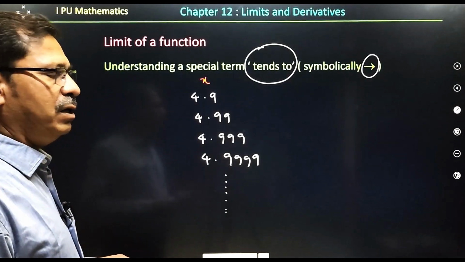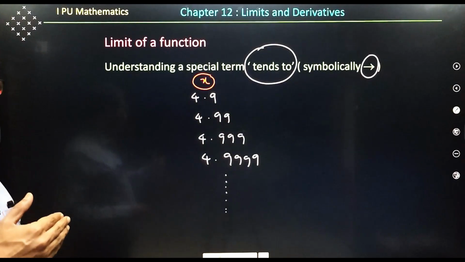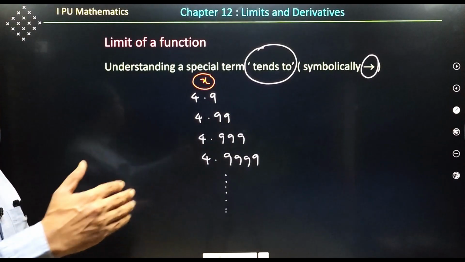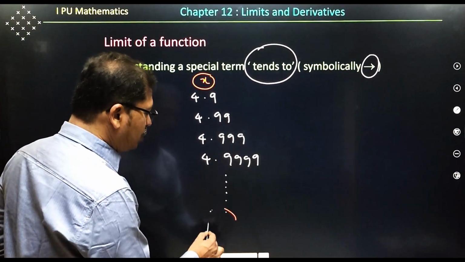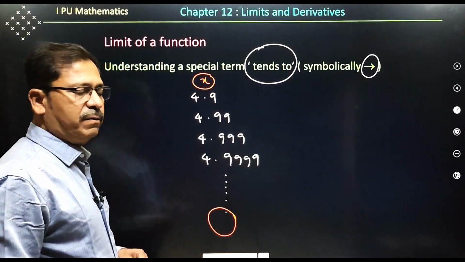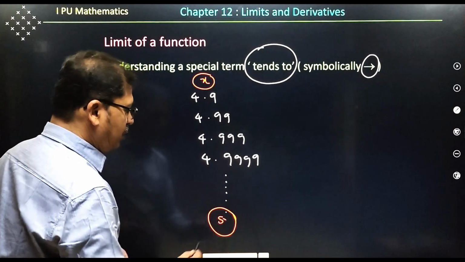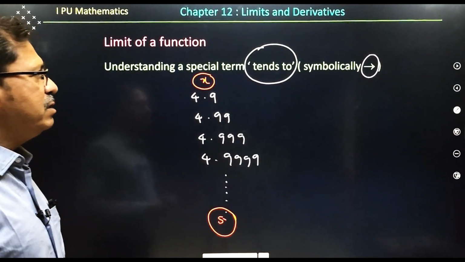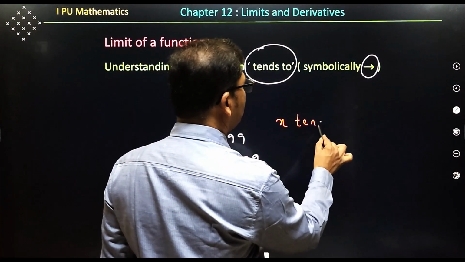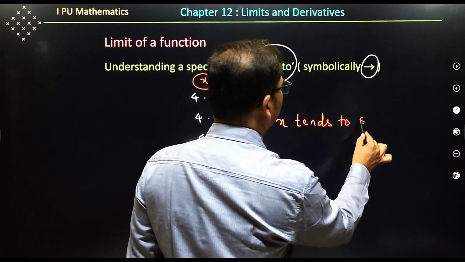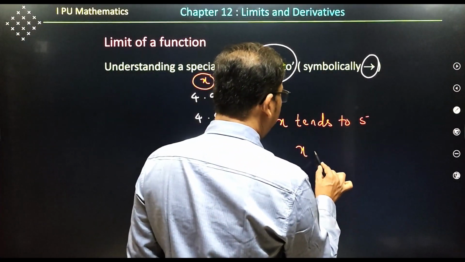If you observe this pattern, this x value is approaching towards a particular value. What's that? Can you judge, anybody? Here it is approaching towards a particular one value, one constant. Can you tell me? 5. Yes, very good. It is approaching towards 5. See, symbolically we write it as x tends to 5. X tends to 5 we write here.